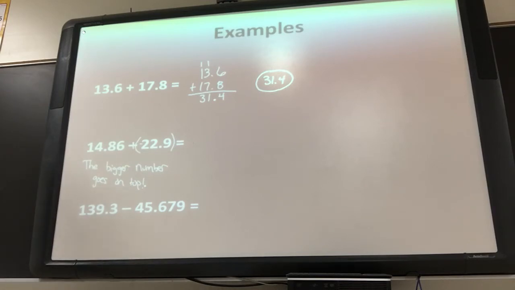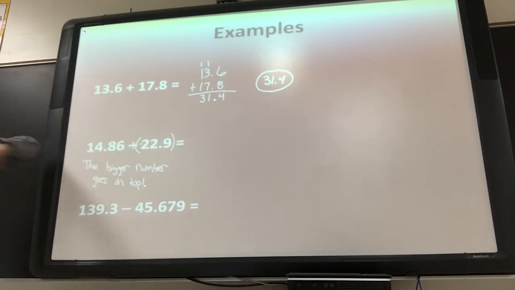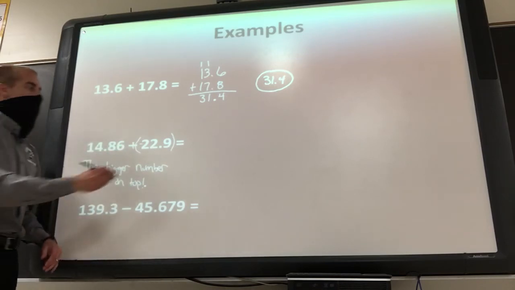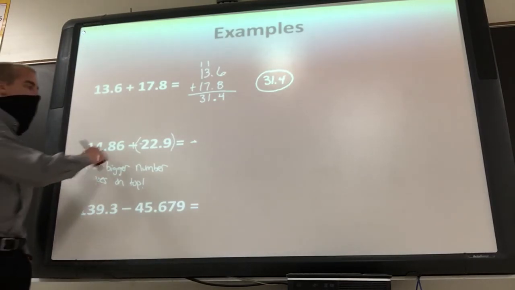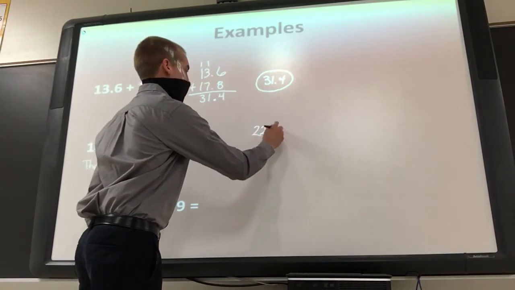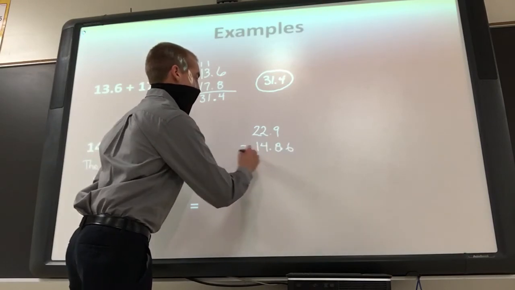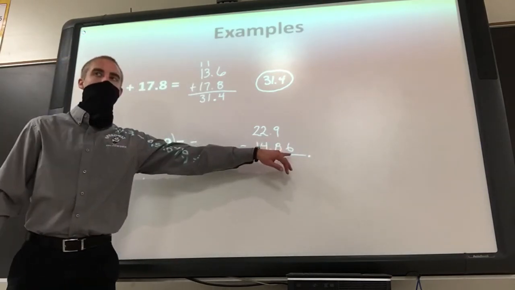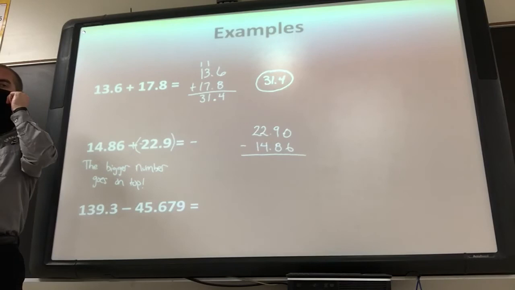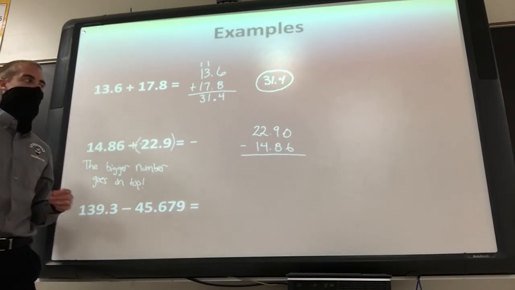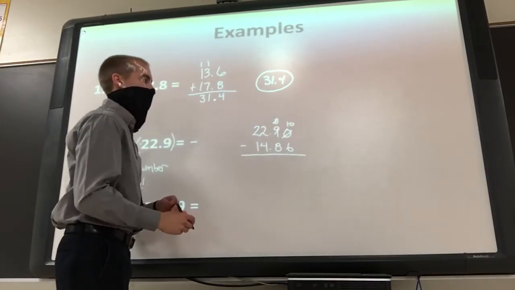And we know this is where those positive and negative rules come into play, because even though we're going to do 22.9 minus 14.86, 22.9 is the bigger number. So we know that our answer is going to be negative, because the bigger number is negative. And then just subtract like usual. So 22.9 minus 14.86. And notice there is nothing above that 6. So this is where we're going to put a 0 above it. Make it 22.90. And then we'll go ahead and subtract like normal. So we'll have to change that 0 to a 10. Change the 9 to an 8.